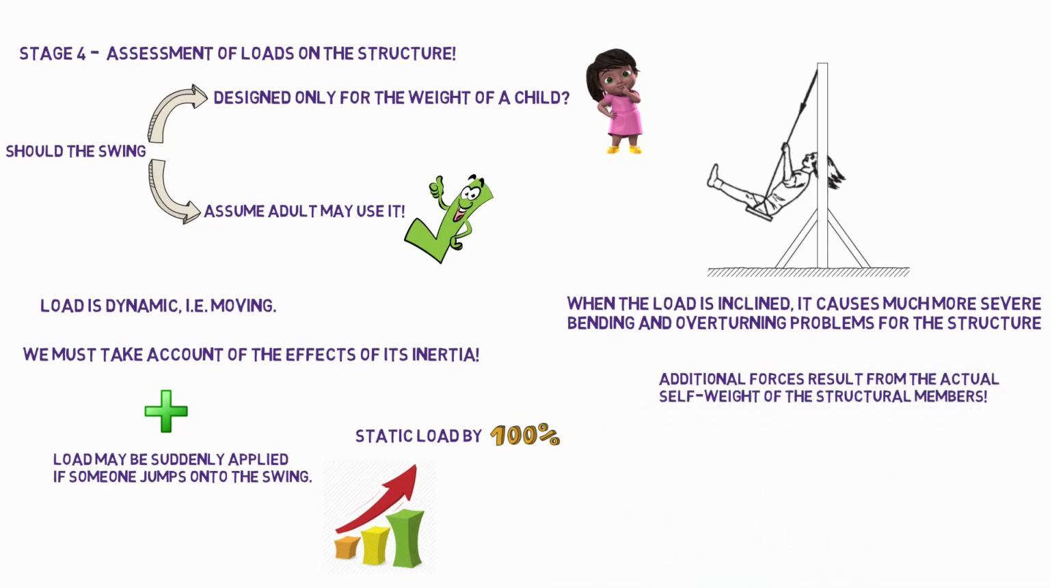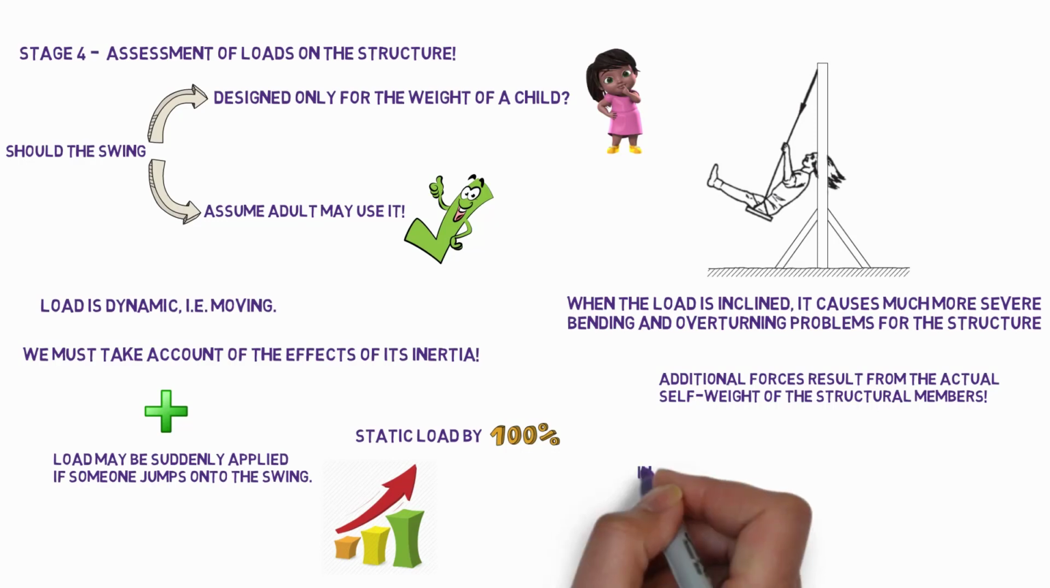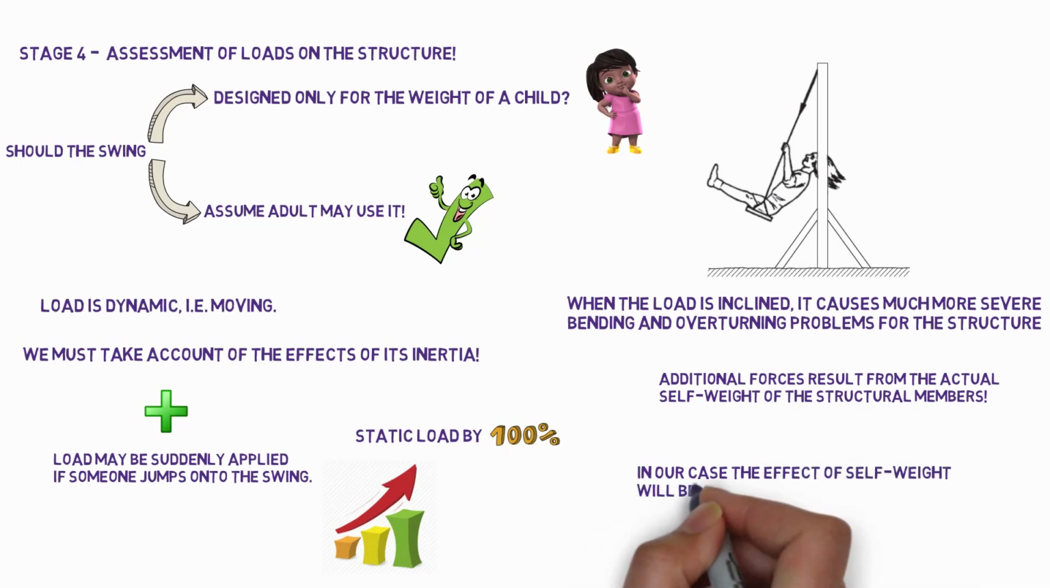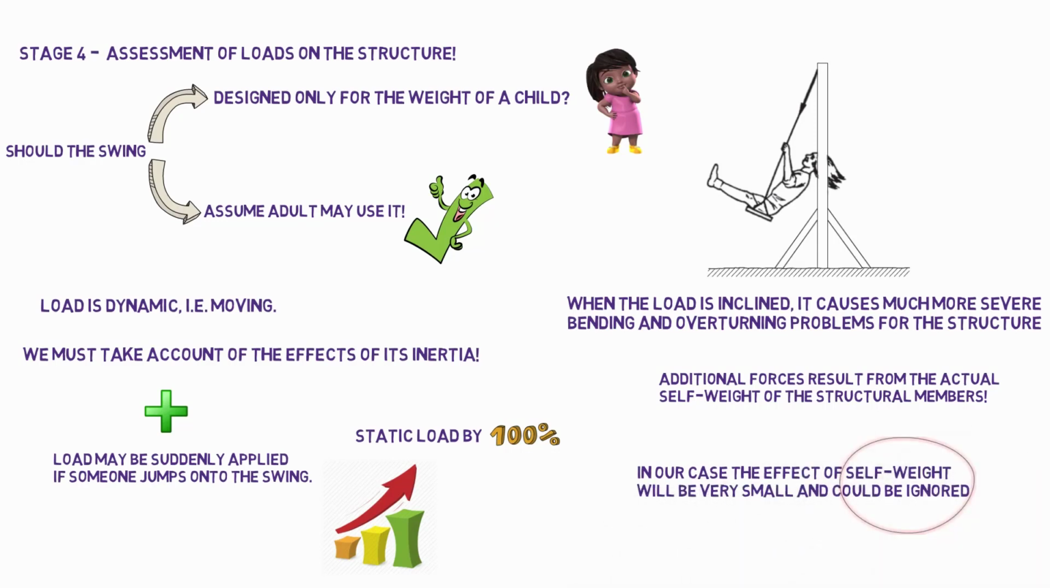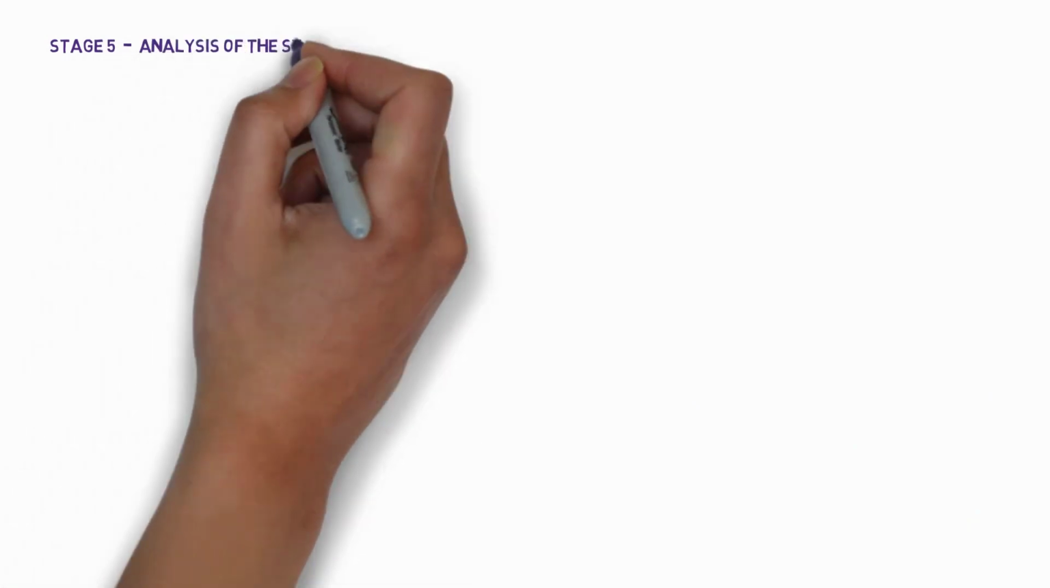With structures such as large bridges, these forces are usually much bigger than those that result from the traffic passing over the bridge. These self-weight loads present a problem at this stage of the design process because we do not yet know the final size, and hence weight, of the structural members. The designer must therefore make intelligent estimates which should be checked later. Obviously, with increased experience the designer gets better at making these estimates. In our case, the effect of self-weight will be very small and could be ignored. Stage 5 is the analysis of the structure.